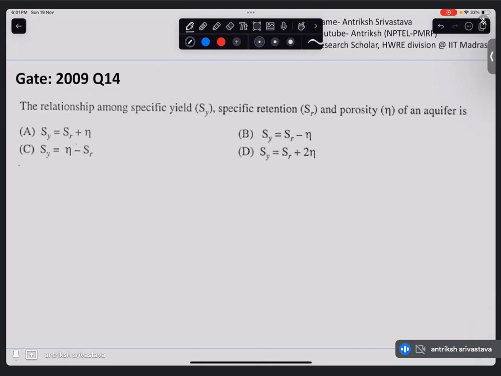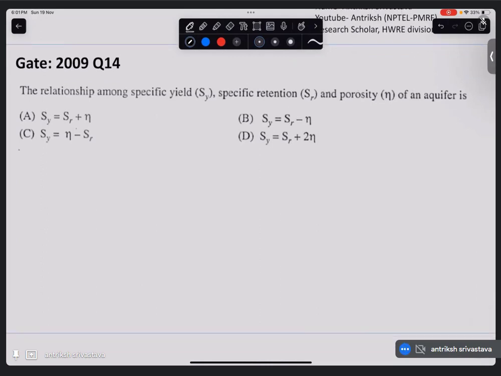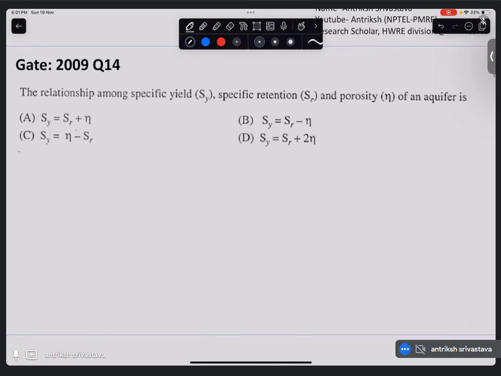So, GATE 2019, question number 14. The relationship among specific yield SY, specific retention SR, and porosity, that is eta or N, of an aquifer is. So, what is the relationship?